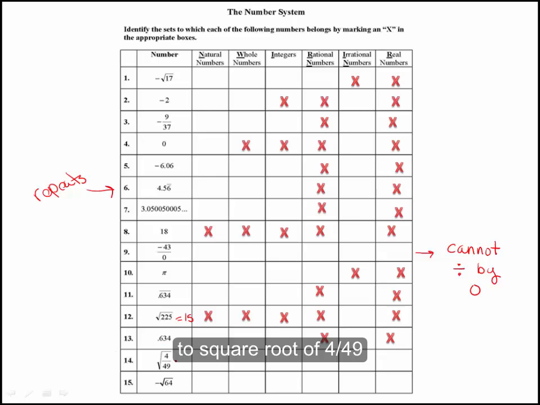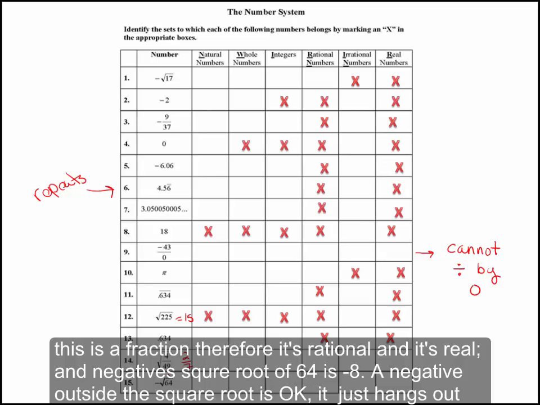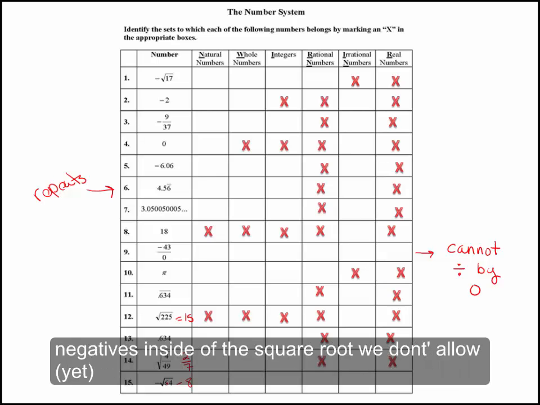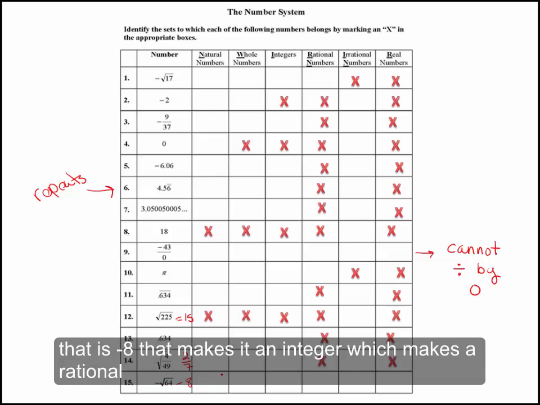The square root of 4 over 49 is 2 over 7. This is a fraction, therefore it's rational and it's real. And the negative square root of 64 is negative 8. The negative outside of the square root is okay, it just hangs out. Negatives inside of the square root, we don't allow. But it's negative 8. That makes it an integer, which makes it rational and real.